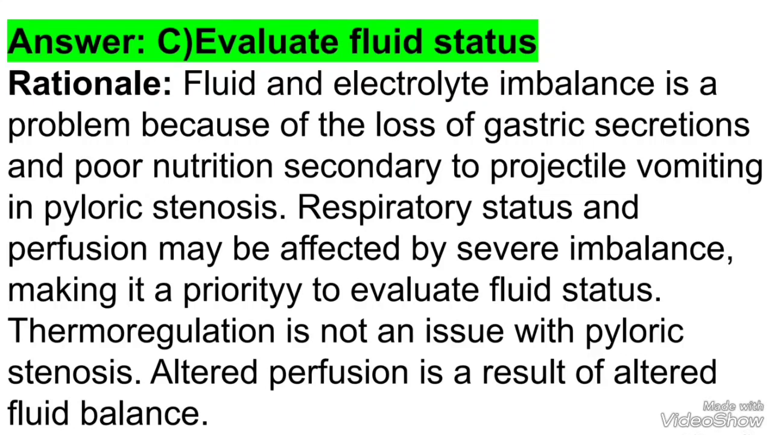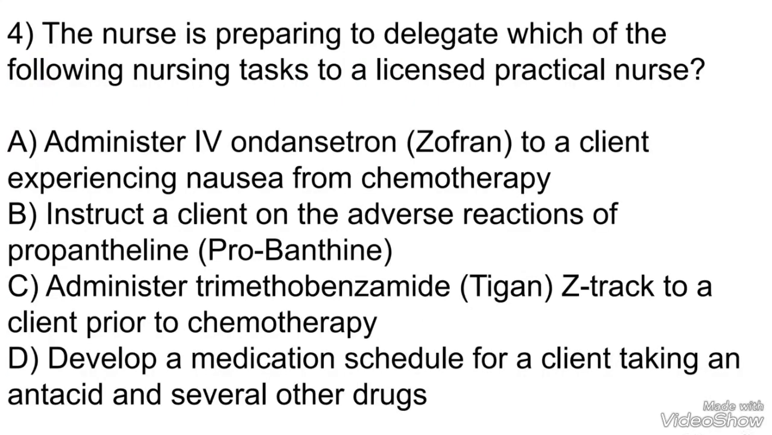Rationale. Fluid and electrolyte imbalance is a problem because of the loss of gastric secretions and poor nutrition secondary to projectile vomiting in pyloric stenosis. Respiratory status and perfusion may be affected by severe imbalance, making it a priority to evaluate fluid status. Thermoregulation is not an issue with pyloric stenosis. Altered perfusion is a result of altered fluid balance.